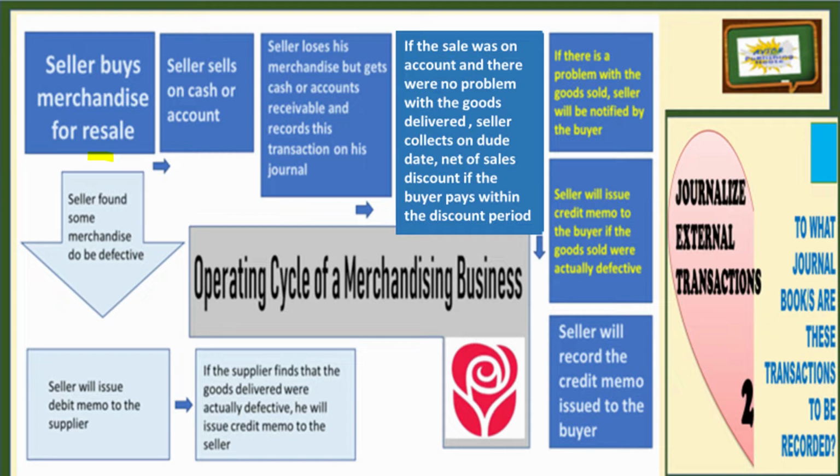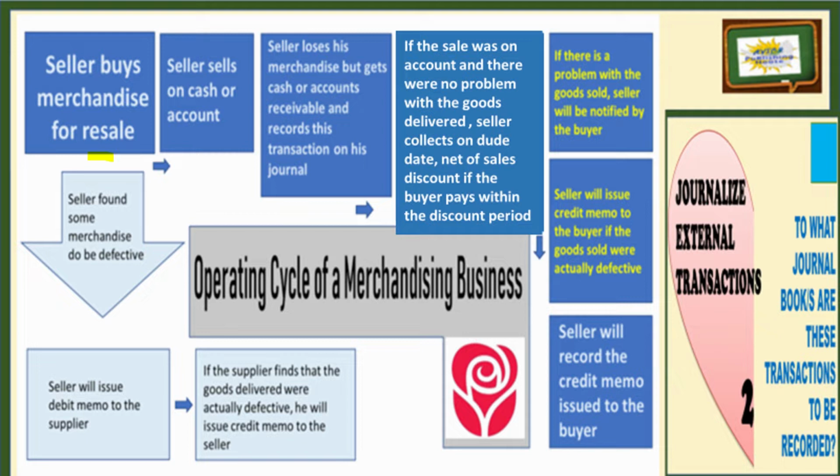So the buyer will notify the seller using a debit memo. The seller, on the other hand, will reduce the accounts receivable using a credit memo. We're talking about the seller here, so we're going to record the credit memo issued to the buyer. But at the first point, the seller is also a buyer.